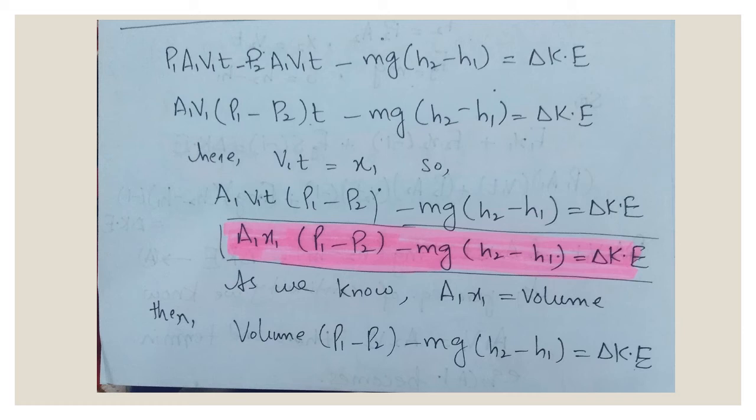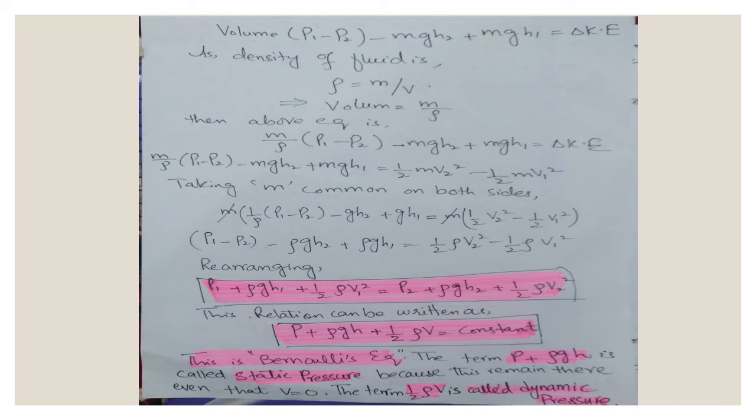Here you know A1 x1 is equal to volume. So volume into P1 minus P2 minus mg into h2 minus h1 is equal to the change in kinetic energy. Now volume into P1 minus P2 minus mg h2 plus mg h1 is equal to the change in kinetic energy. You know that the density of the fluid rho is equal to m over V, where V is the volume, then volume is equal to m over rho. Then the above equation: mass over density into P1 minus P2 minus mg h2 plus mg h1 is equal to the change in kinetic energy.